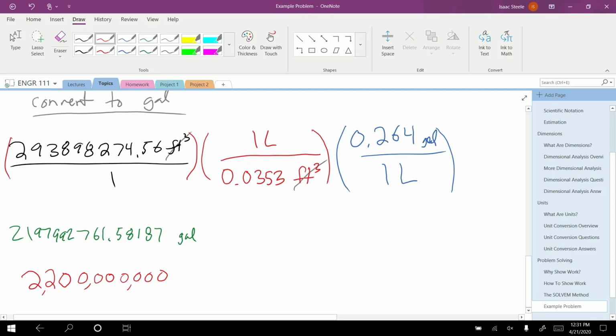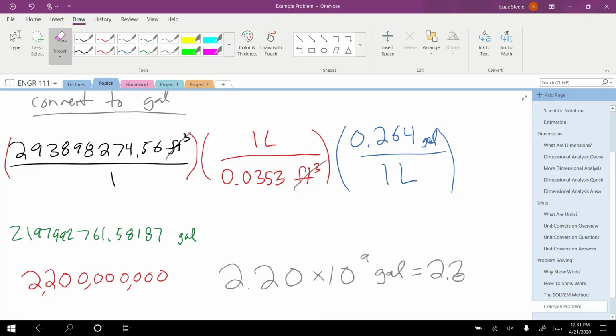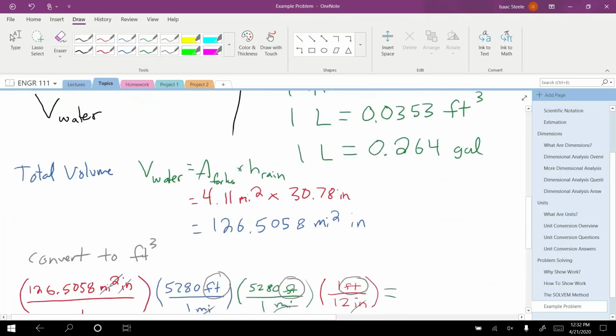And if I wanted to, I could also write this in scientific notation. Which is also 2.2. Oops. This is also 2.20 gigagallons. And so this is one way to solve a problem.